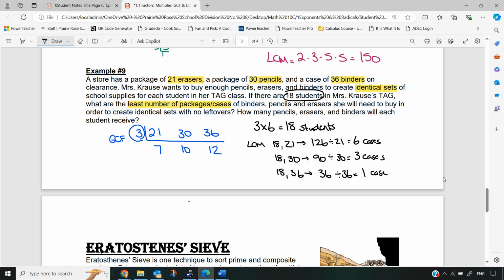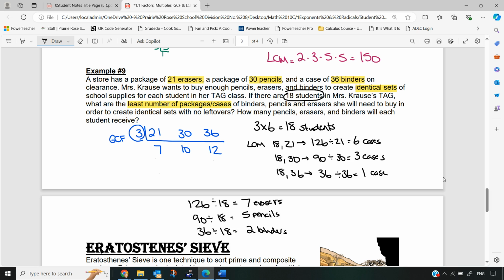Well, if there's 126 erasers and I divide by the 18 students, 126 divided by 18 is going to be 7. If I have 90 pencils and I divide by the 18 students, 90 divided by 18 is going to be 5 pencils each. And the last part, I only bought 1 case. That means I've got 36 binders divided by the 18 students. That's going to be 2 binders per person. So 7 erasers per person, 5 pencils per person, and 2 binders per person.